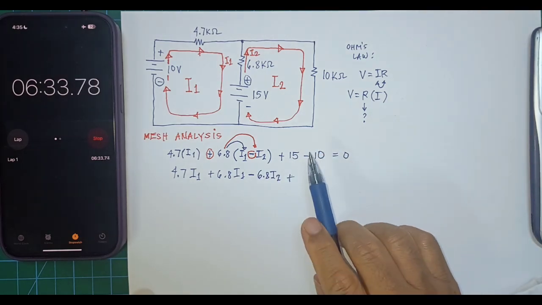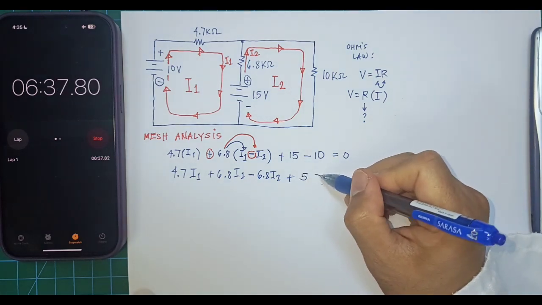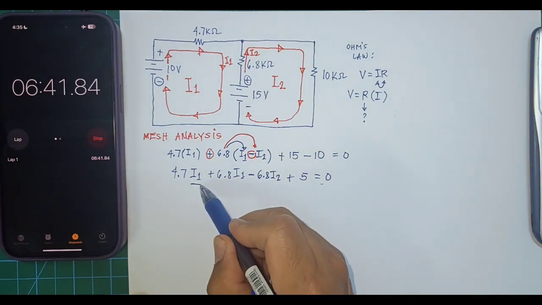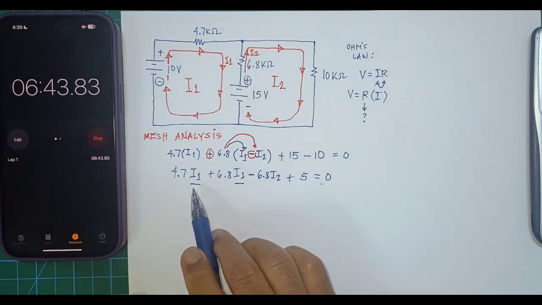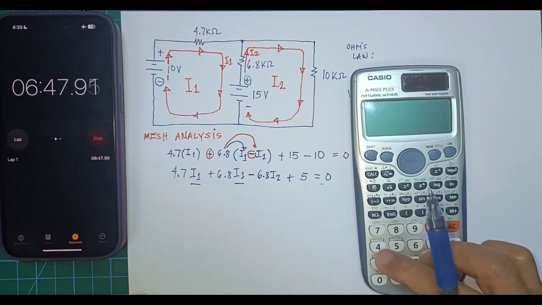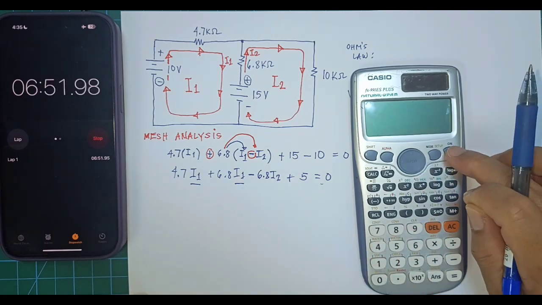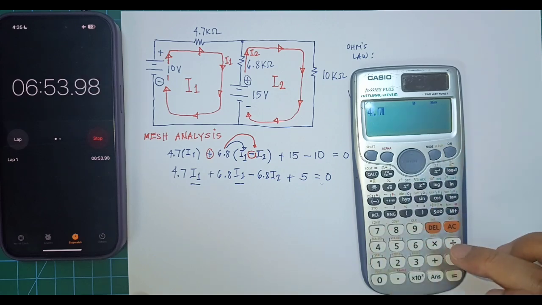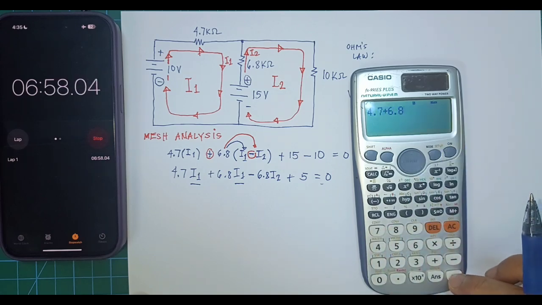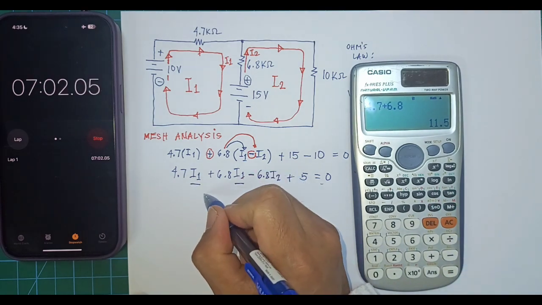Plus 15 minus 10, that's 5. So we will have here 0. Now, the common terms I1, they are common, so we can add 4.7 and 6.8. So 4.7 plus 6.8, we will get a value of 11.5 I1.